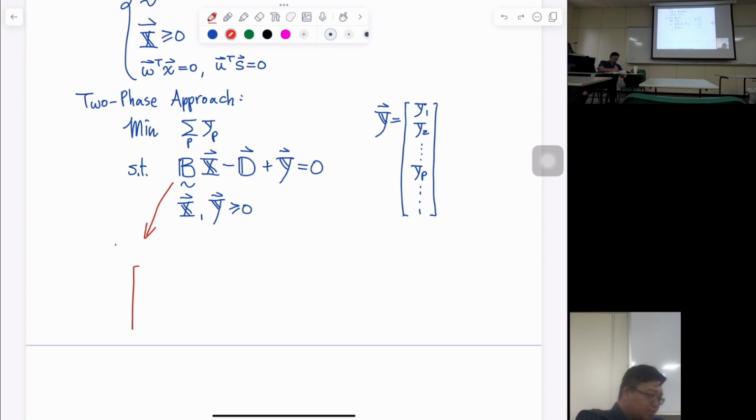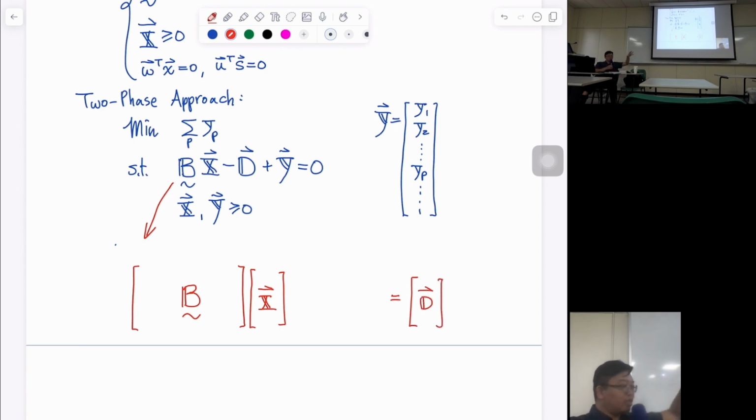It's like this. We had the super large B and a bunch of X, right? We had this, and we're going to put the D on the right-hand side. So this is the original linear problem.